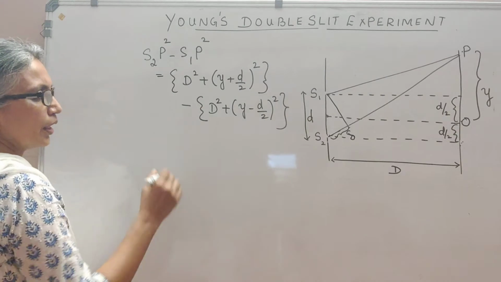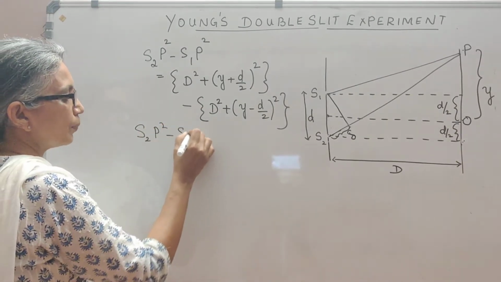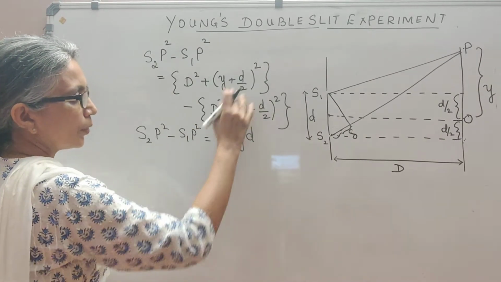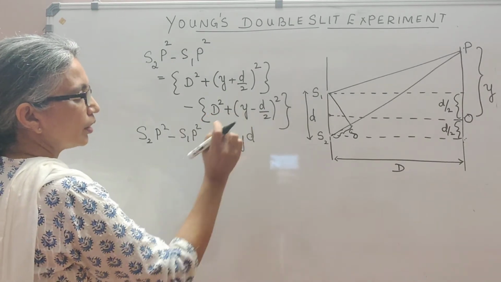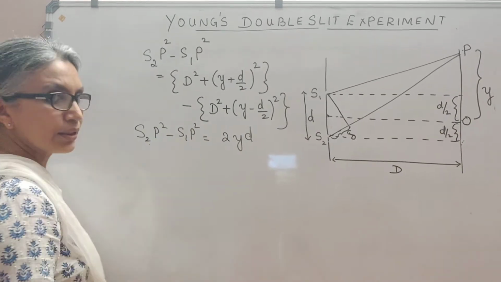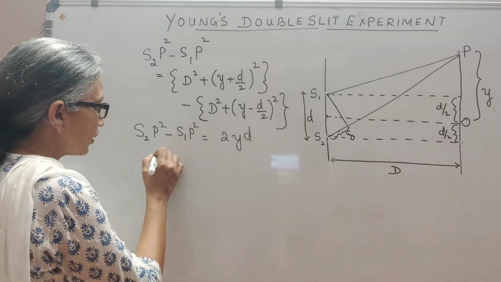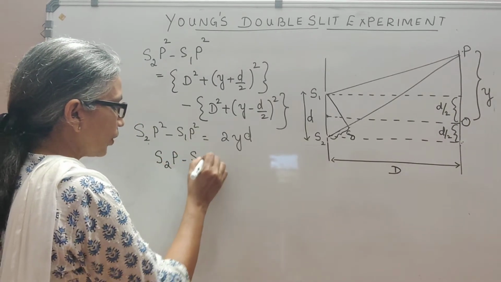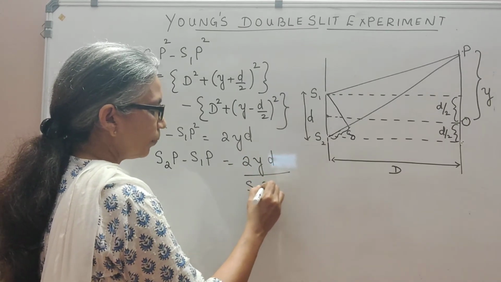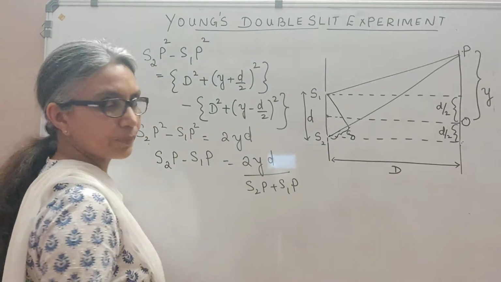If you open the bracket and cancel everything, you will see that S2P square minus S1P square is going to be 2Yd. You open the bracket and you cancel the D square here and D square here and all that, you will get 2Yd. Or this I can write as A square minus B square is A plus B into A minus B. So I may write this as S2P minus S1P is 2Yd by S2P plus S1P. That is, I took this A minus B here and brought the A plus B here.